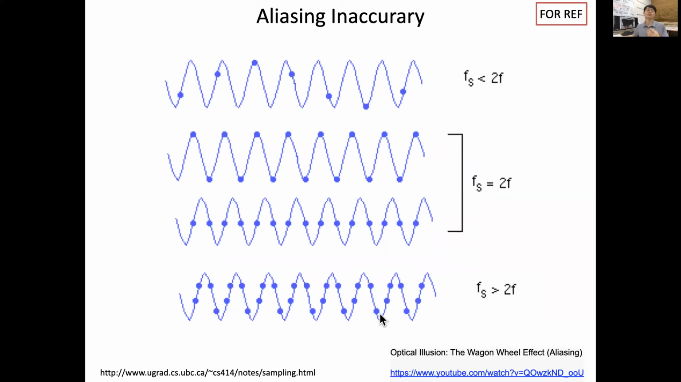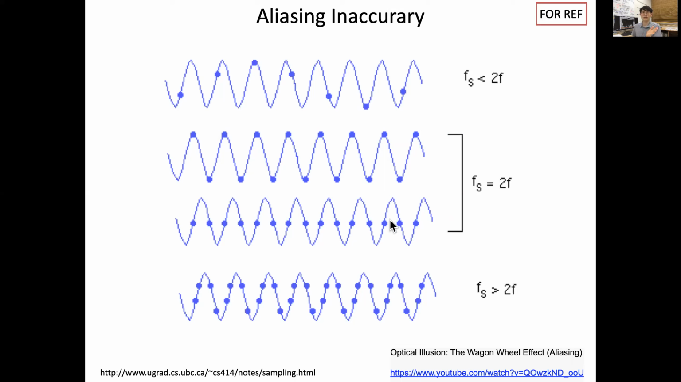Then what happens if our sampling is exactly twice the original frequency? Then it becomes problematic, or it can be okay or problematic. Let's see why. If the phase of the sampling happens to be like this, meeting top, down, top, down, then we can reconstruct this as the original frequency. However, if you shift this by only pi over 2 phase, then you will get this.